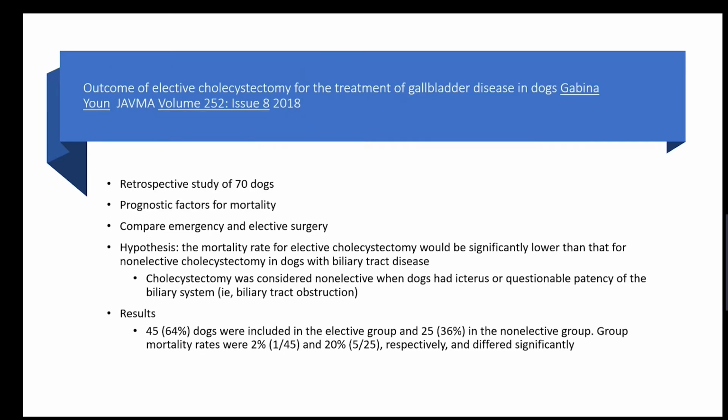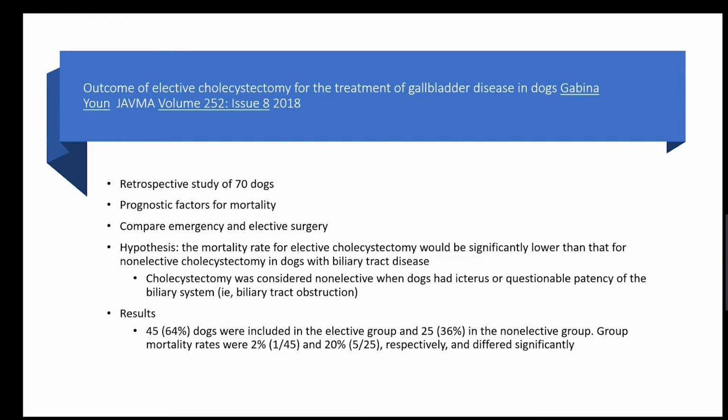Moving forward, the next study gets a little bit more useful because we have twice as many dogs. So it's a retrospective of 70 dogs. And they again looked at 2 cohorts of animals. So they looked at emergency and elective cholecystectomies for the treatment of gallbladder disease. And they hypothesized that those patients undergoing elective gallbladder removal would have a better prognosis than those requiring emergency surgery, which is fairly intuitive, but also good to have an actual retrospective study.